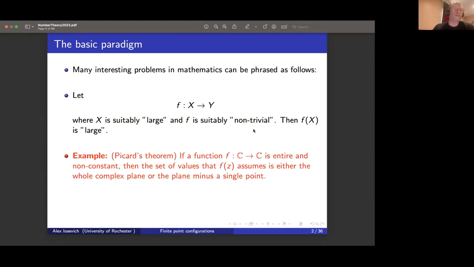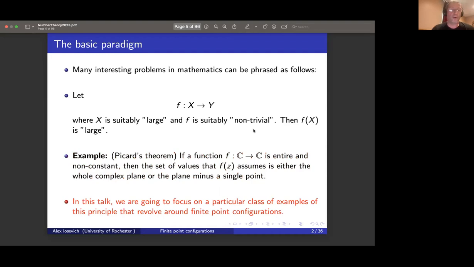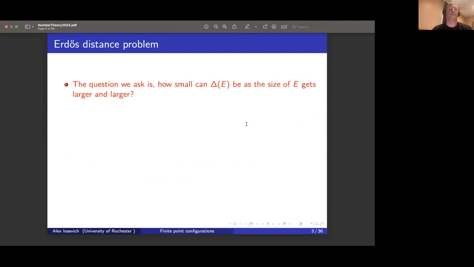An example from classical mathematics is Picard's theorem, that if a function mapping complex numbers to themselves is entire and non-constant, then the set of values that f of z assumes is either the whole complex plane or the plane minus a single point. One can easily give several talks on examples of this phenomenon. But what I'm going to do in this talk is focus on this phenomenon in the context of finite point configurations.